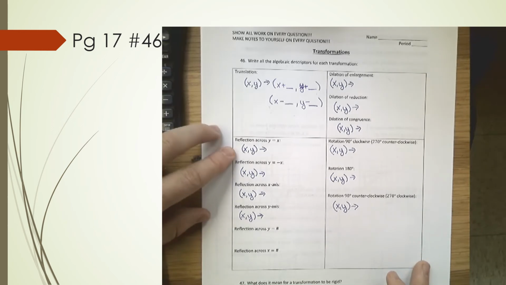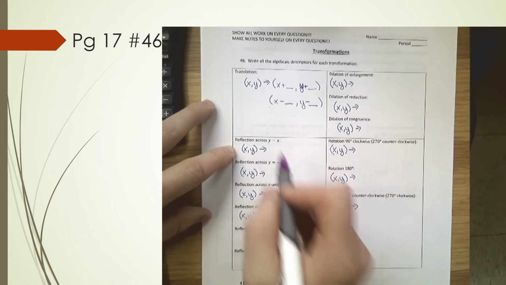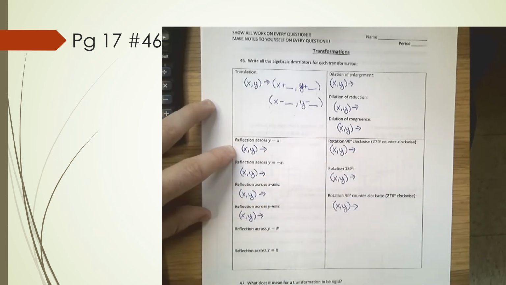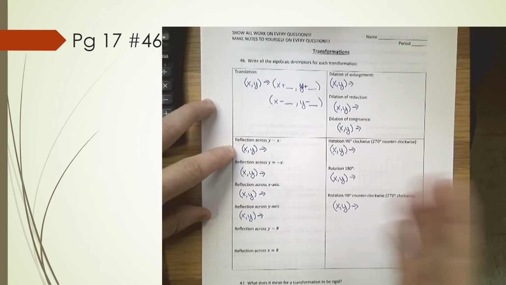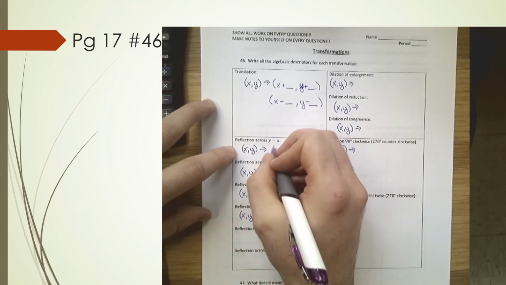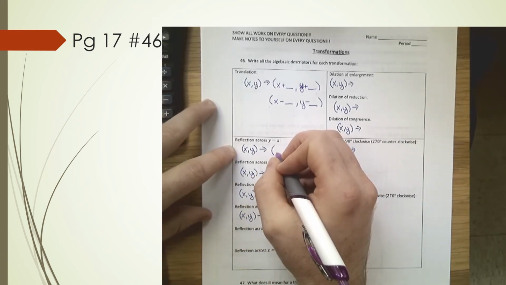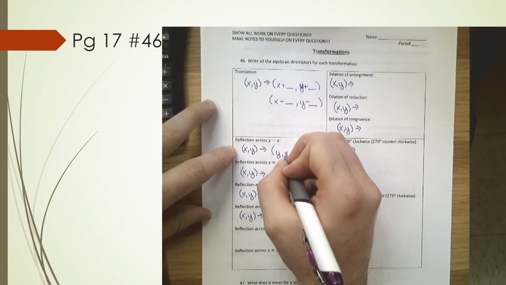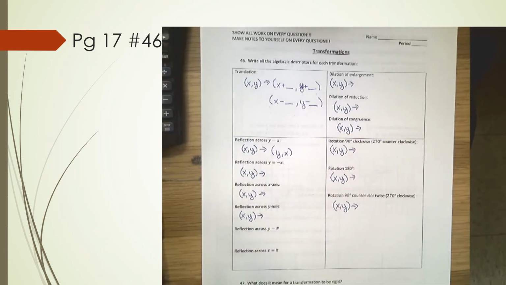So when it says a reflection over y equals x, that means we're reflecting it over a positive slope. So you're creating a positive line. Now, what ends up happening is you just flip whatever your numbers used to be. So it would be y comma x. So whatever the numbers were, you would just flip them.